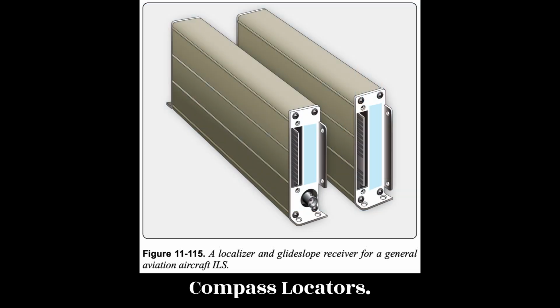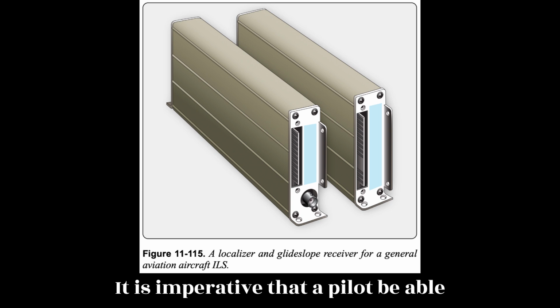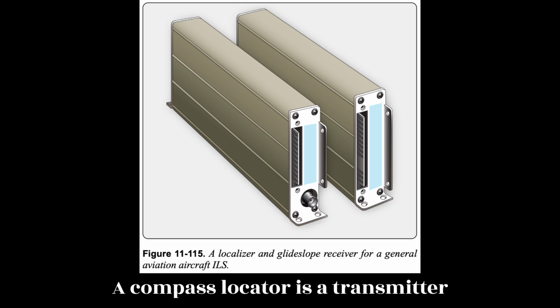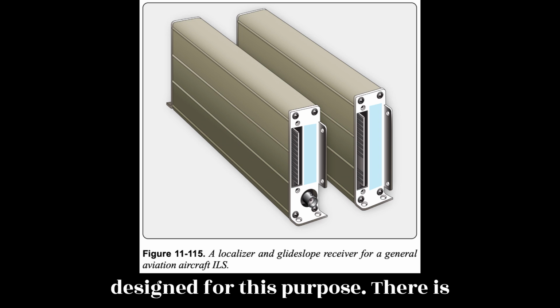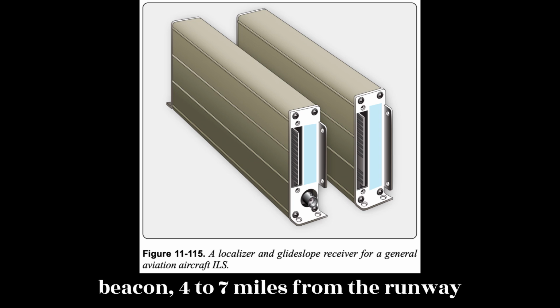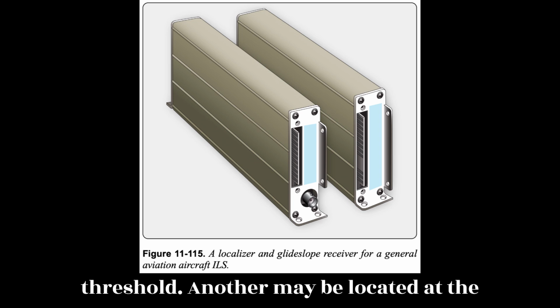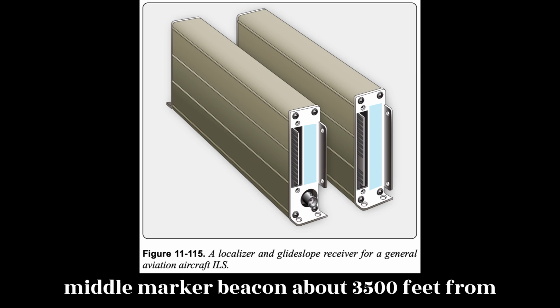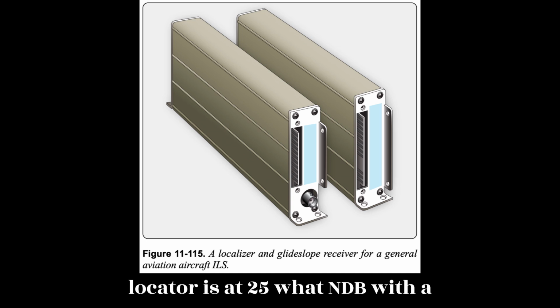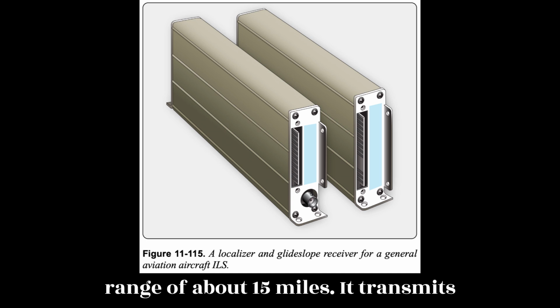Compass locators. It is imperative that a pilot be able to intercept the ILS to enable its use. A compass locator is a transmitter designed for this purpose. There is typically one located at the outer marker beacon 4 to 7 miles from the runway threshold. Another may be located at the middle marker beacon about 3,500 feet from the threshold. The outer marker compass locator is a 25-watt NDB with a range of about 15 miles.